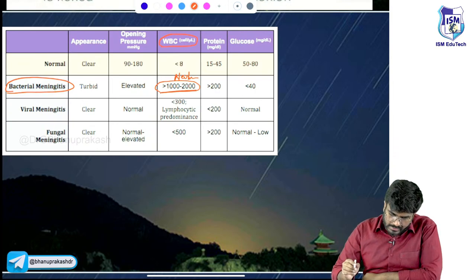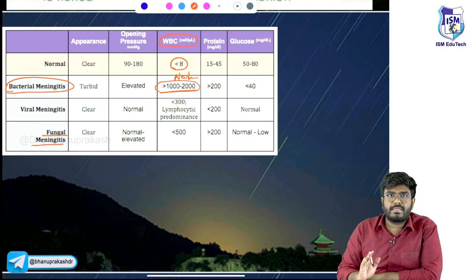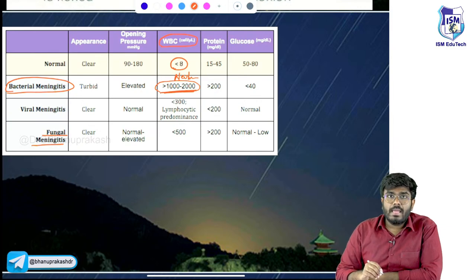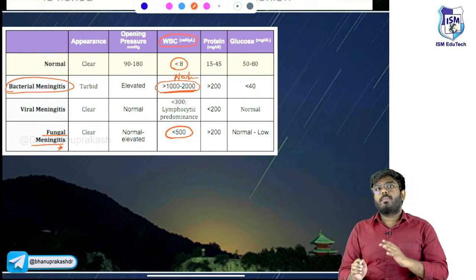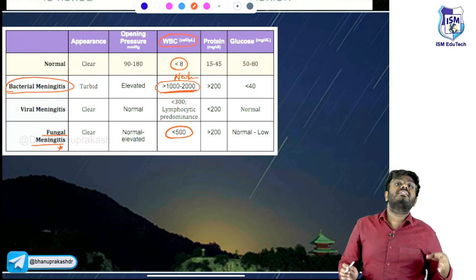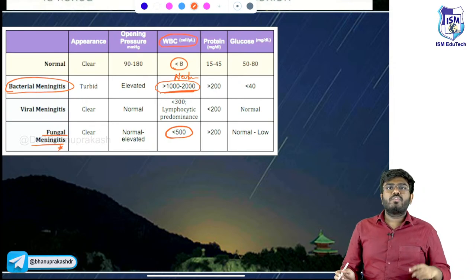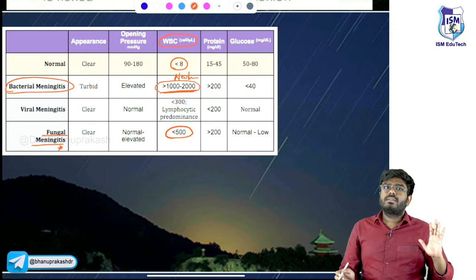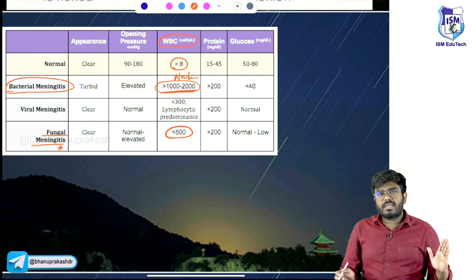One more important point: the normal number of cells is less than 8. In bacterial meningitis, it is 1000 to 2000. In fungal meningitis also, the number of WBCs and neutrophils increases, but it won't exceed 500. If you see a large number of WBCs in the cerebrospinal fluid, it is bacterial meningitis. If the WBCs are increased but less than 500, it is fungal meningitis.